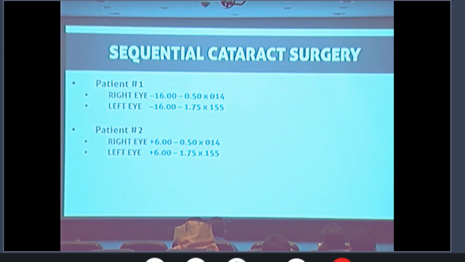You have to counsel the patient about sequential cataract surgery. You will do one followed by the other, or use contact lens. And also the same for high hyperopia. Clear? So for me, I will refract all patients before surgery.